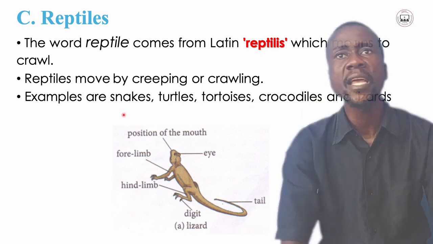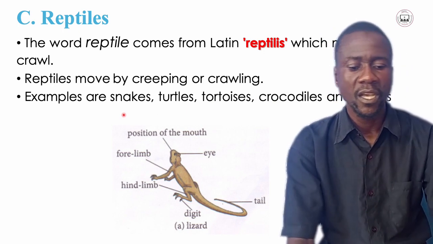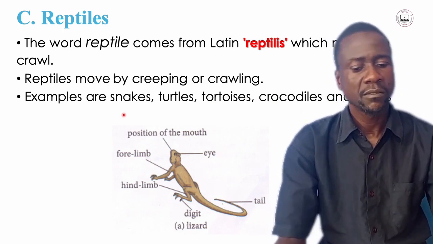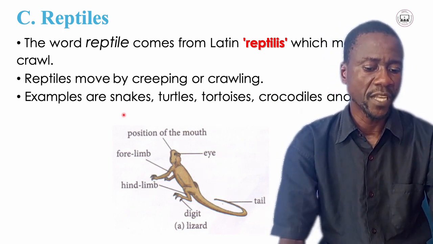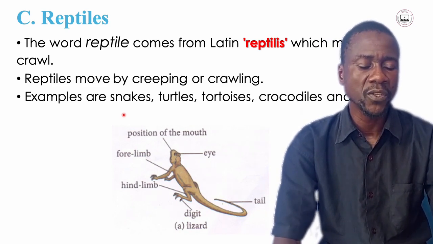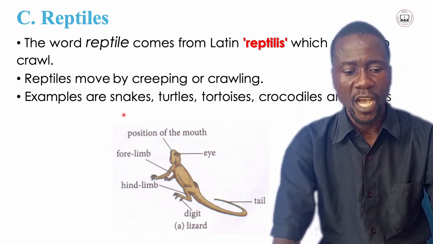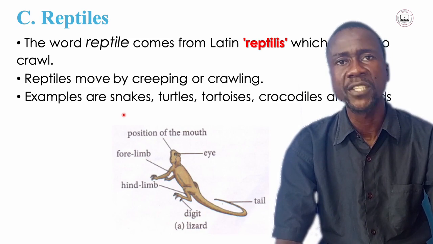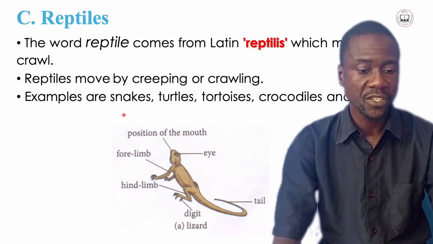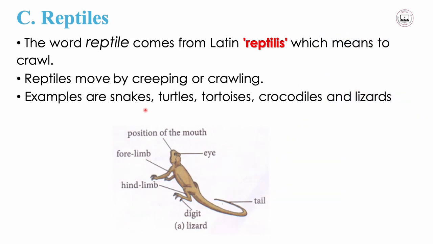There are so many species of snakes, even tortoises, such kind of things. Which means this also is a very vast group of vertebrates which accommodates a lot of animals. Here we have an example of a lizard. Mind you, we have just brought so many examples.